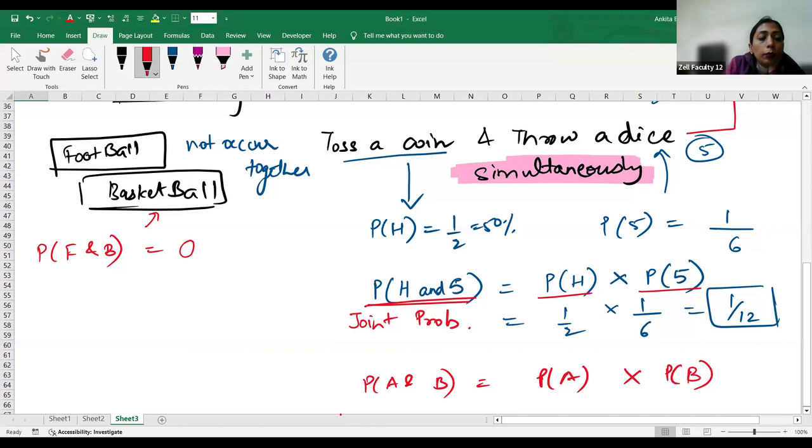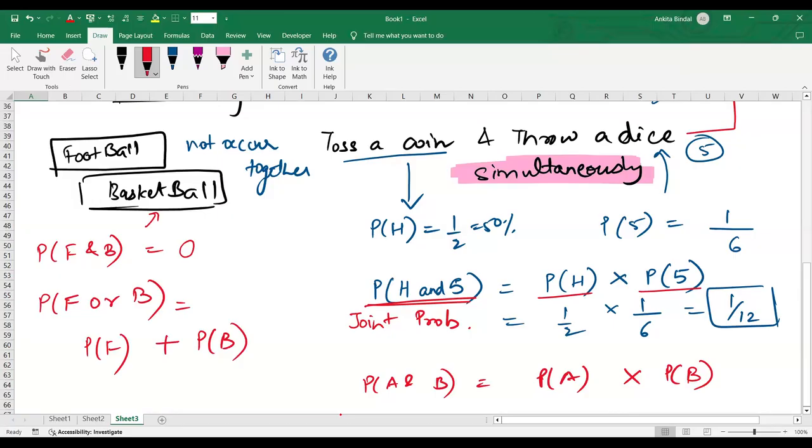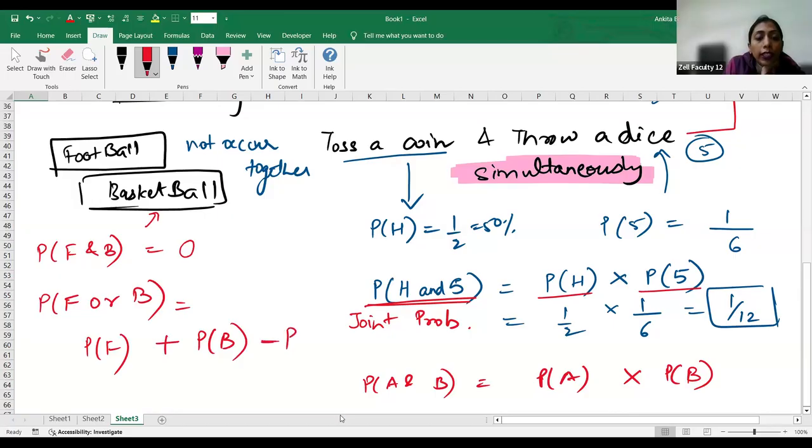Now, suppose I want to find the probability of playing football or basketball. How can I calculate probability of playing football or basketball? So, I can play football or I can play basketball. But they cannot occur together. If they could have, there would have been possibility of them occurring together. I would have also subtracted probability of football and basketball.